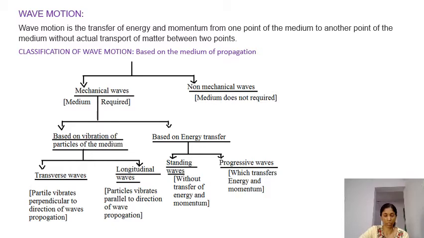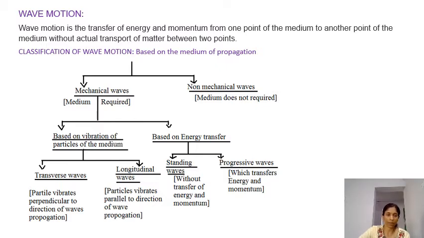What is wave motion? The wave which is generated in the medium is propagated through the medium only due to the vibration of the particles about their mean position. Let us see the definition here. Wave motion is the transfer of energy and momentum from one point of the medium to another point of the medium without actual transport of matter between the two points. There is no movement of the particles, only the vibration of the particles.